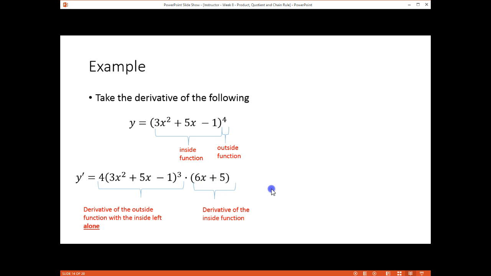However, when we typically write our answer, we bring this 6x plus 5, the derivative of the inside, out front. So this is going to be our final answer. y prime is 4 times the 6x plus 5, all times 3x squared plus 5x minus 1, quantity cubed.